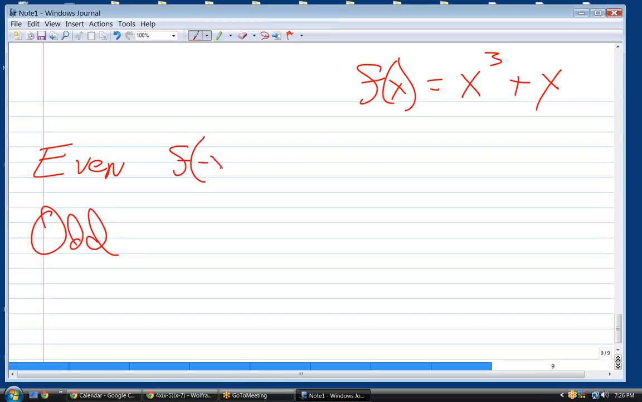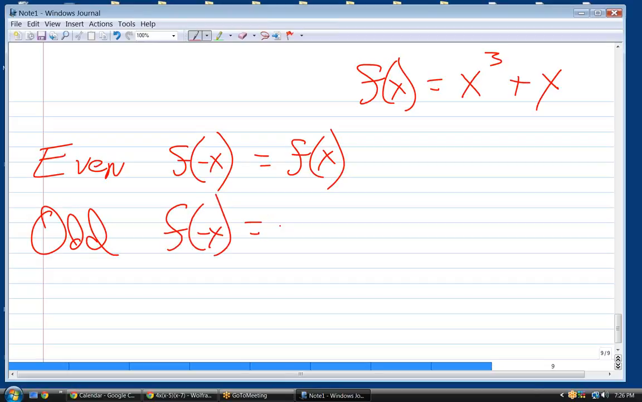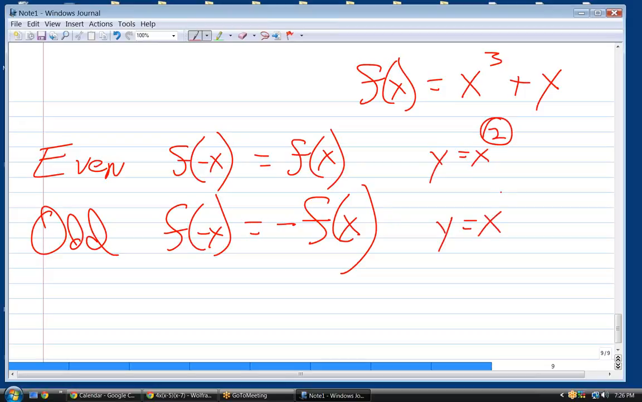The test is to see what f of minus x is. If f of minus x is equal to f of x, then it's even. If f of minus x is equal to minus f of x, then it's odd. An example of an even function would be y equals x squared. An example of an odd function would be y equals x cubed.